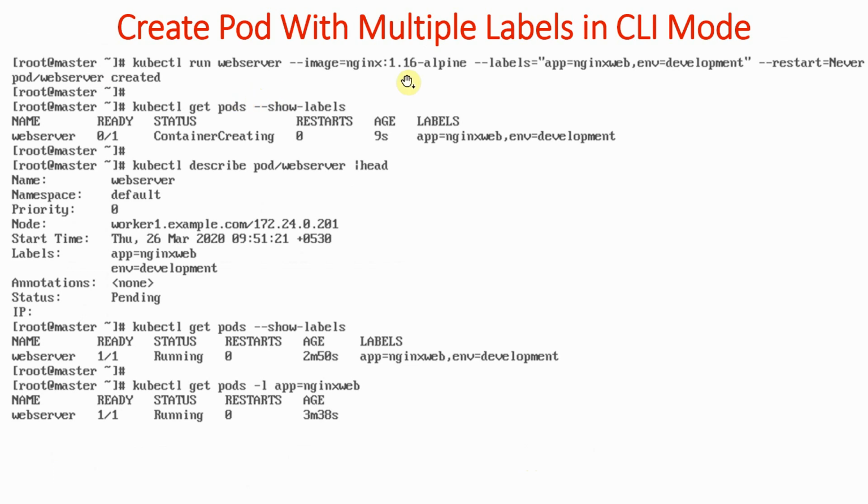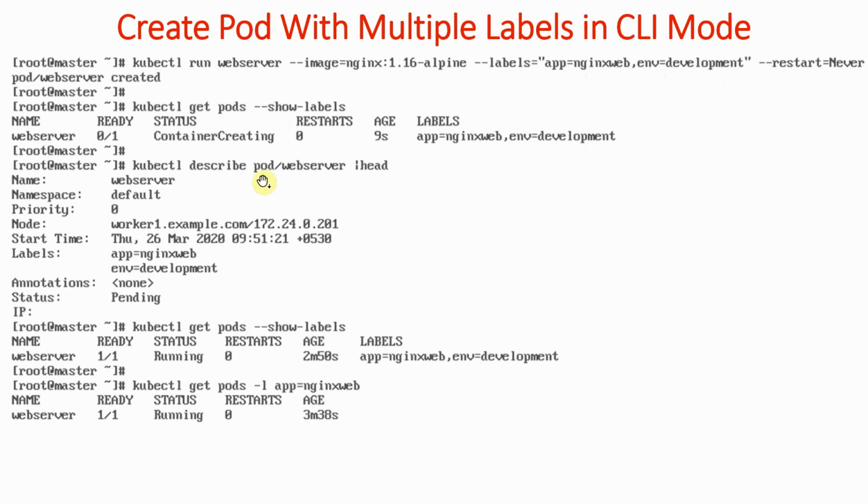Now we want to create the pod with multiple labels in CLI mode. So again kubectl run webserver, with this image, and --labels equal to app=nginx-web,environment=development. So with 2 labels, we have to put them into inverted commas, and this option we have to use. Now the pod webserver got created, and with kubectl get pods --show-labels, we can view the labels. Here at first it is showing container creating, but the labels are visible: app=nginx-web, environment=development.